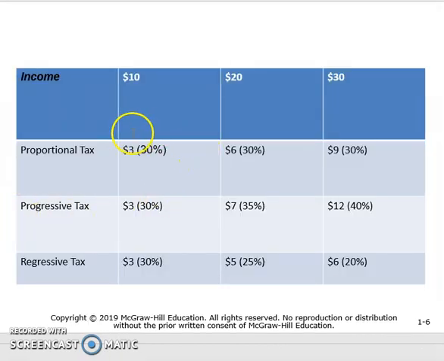So to take a very simplified example of the three different tax structures, here you'll see across the top we have our income of $10, $20, and $30. With the proportional tax rate structure, you'll see that the tax rate remains the same as the income level goes up. With the progressive tax structure, you'll see that the income tax rate increases as the income increases. Within a regressive tax structure, you'll see that the tax rate decreases as the income, or the tax base, increases.